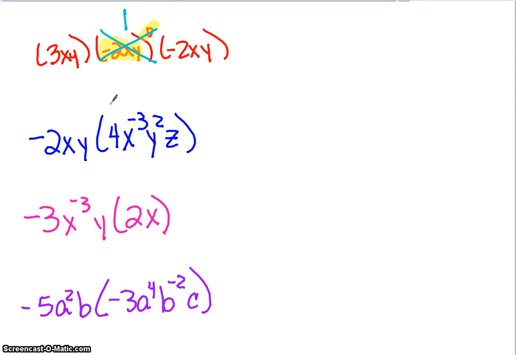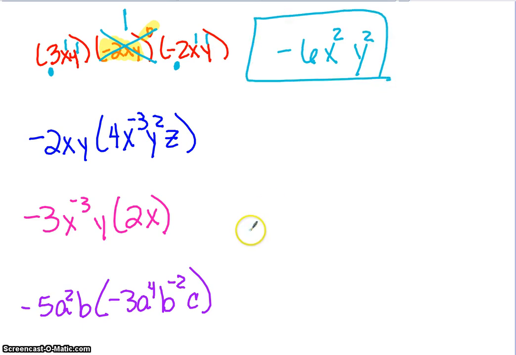So when we're multiplying, 1 doesn't need to do anything. So you're basically going to say 3 times negative 2 is negative 6. You have a base of x, which has a 1, plus a 1 is 2. You have a base of y with the 1 plus a 1 is 2. So negative 6x squared y squared is your answer.